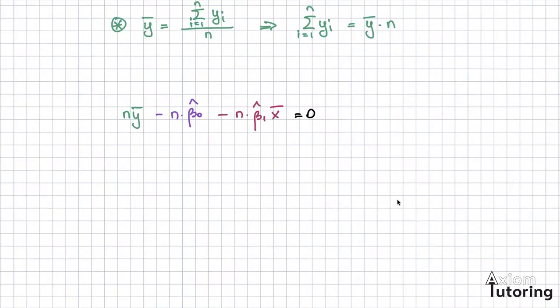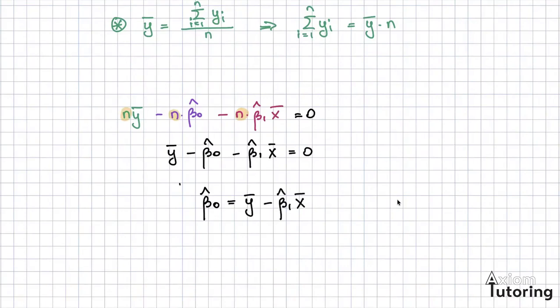Okay. From here, we can easily see n being common to all of them, so we can cancel it out, and ultimately we're left with y bar minus beta null hat minus beta 1 hat x bar equal to 0. Rearranging it, keep in mind we started this first order condition with respect to beta null, so beta null hat is what we have to find, and that is y bar minus beta 1 hat x bar. So this will be the formula for our intercept, the beta null hat.